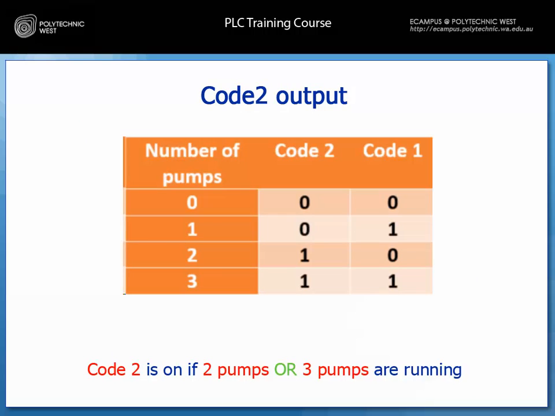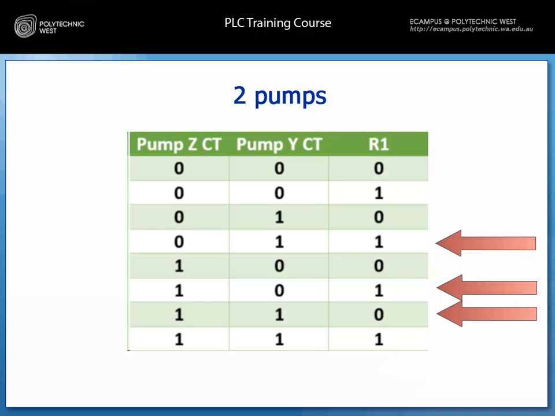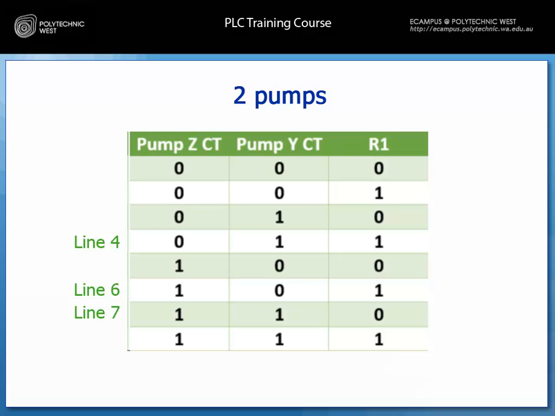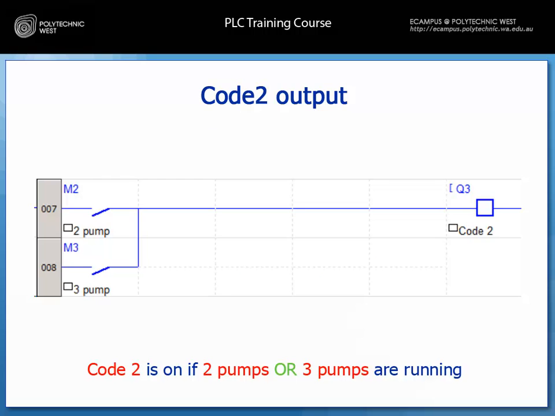The next section to develop is the code 2 output. Code 2 comes on if there are 2 pumps or 3 pumps running. We need an internal relay for 2 pumps. Here is the truth table showing all the combinations of pumps running. Identify which ones occur for 2 pumps running. Go ahead and produce the program for 2 pumps relay. Combine the 2 pumps and the 3 pumps relays to turn on the code 2 output.